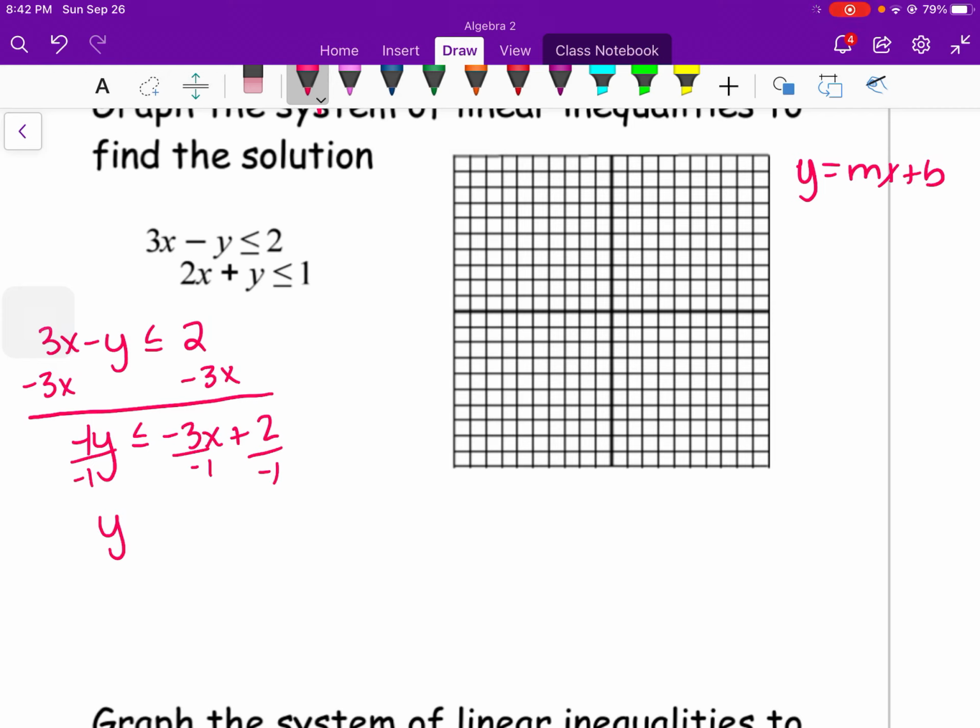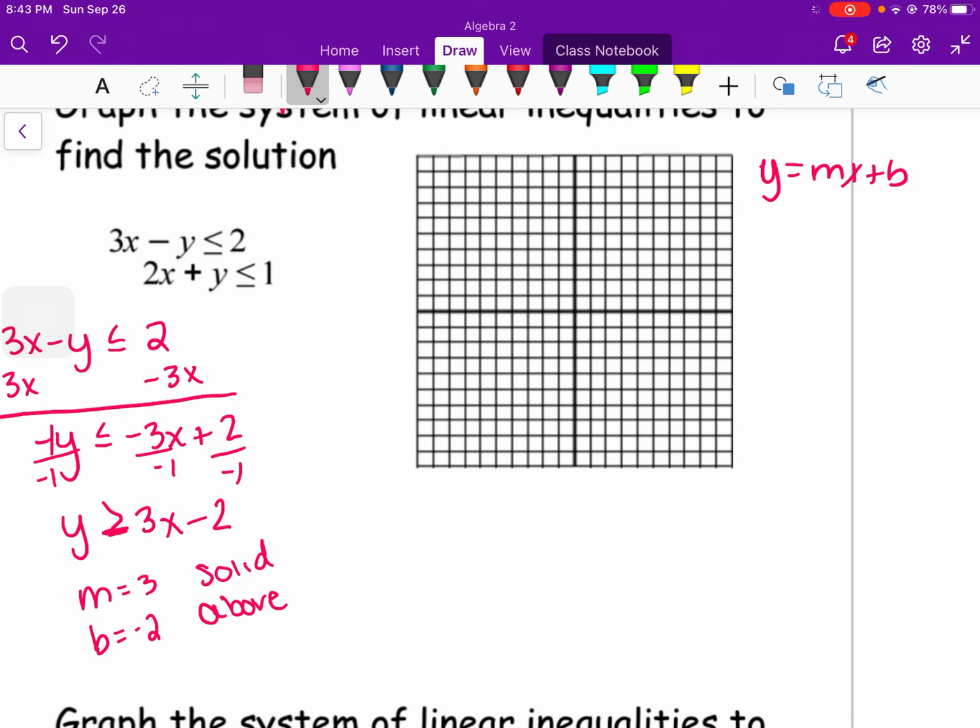Remember, if you divide an inequality by a negative, you do have to flip the sign. So now instead of less than, it becomes greater than or equal to, and that's specifically because you're dividing by a negative. Negative 3 divided by negative 1 is positive 3x, and 2 divided by negative 1 is negative 2. So now my slope would be 3. My y-intercept is negative 2. I'm going to graph it with a solid line because it's greater than or equal to. The equal to tells me it's solid. And because it's greater than, I'm going to be shading above this line.